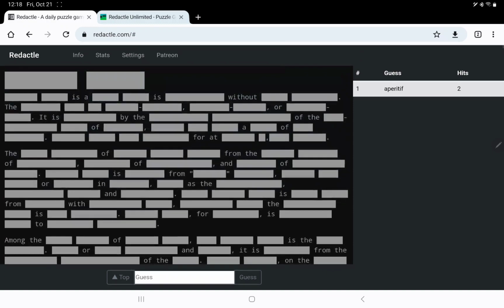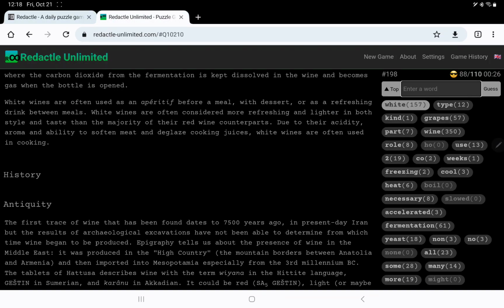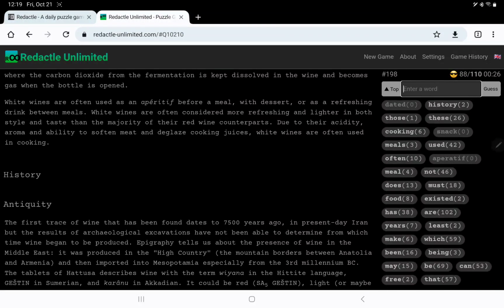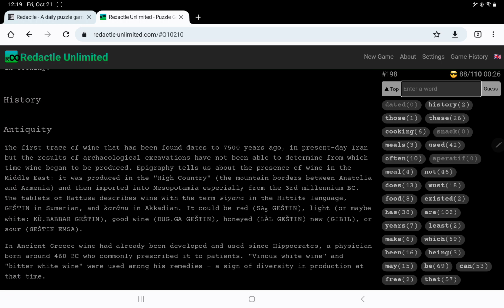There we go. So presumably Redactle Unlimited uses the same matching and it would give the word to me if only I had spelt it correctly. And then that would have definitely put me on the, there we go, with that terrible A in the middle. That would have put me on the right path way back then. There we go.